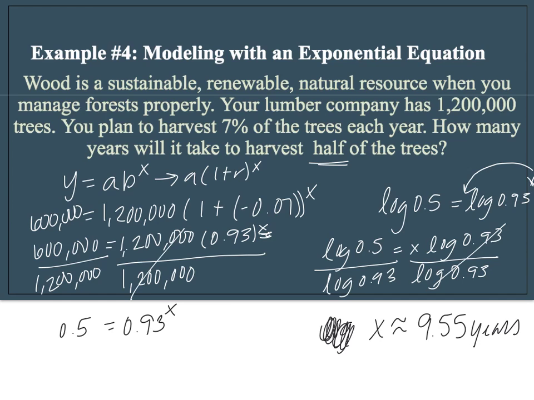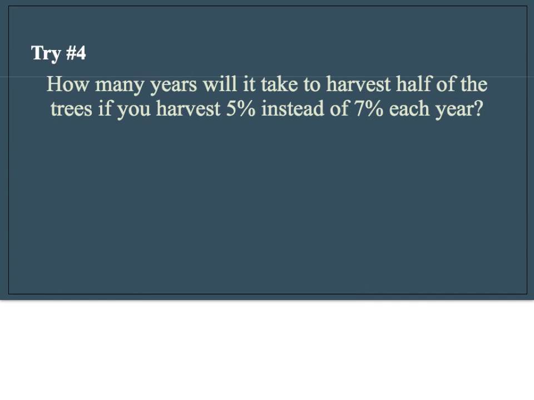All right, so let's try this again on the next one. So then it asks, how many years will it take to harvest half of the trees if you harvest 5% instead of 7%? So in this case, all we're doing is changing the percent. So again, y equals a times b to the x is the same thing as a times 1 plus r, and I'll say to the t this time, just so it makes a little bit more sense.